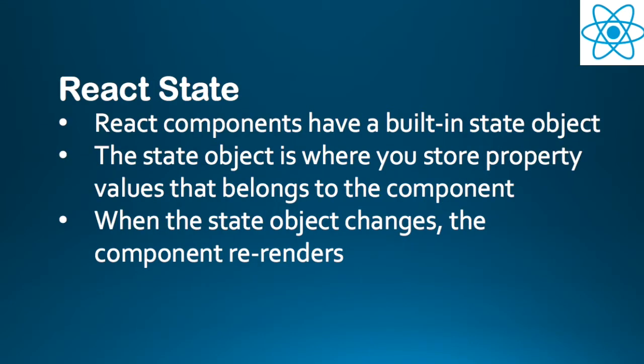React components also have a built-in state object, which is referred to as state. And the state object is where you store property values that belong to that component. So this state object is a JSON object and it stores the property or the data that belongs to that component. And when the state object changes, the component re-renders. So it detects the change in the state and it re-renders itself.